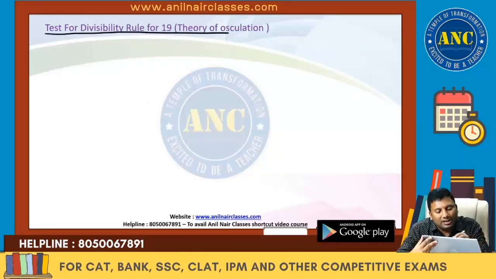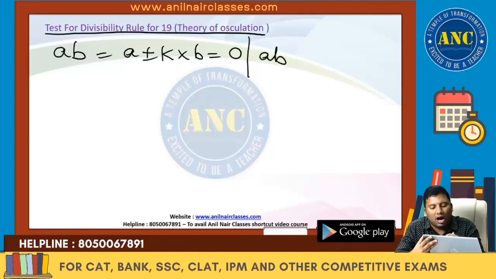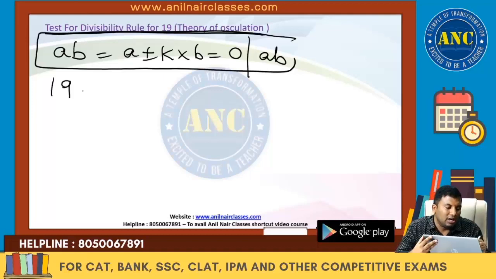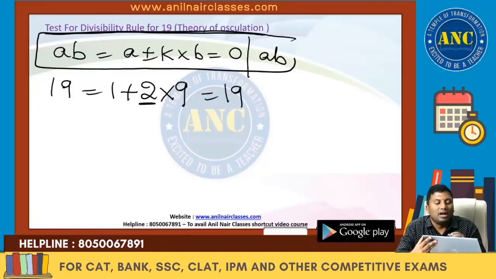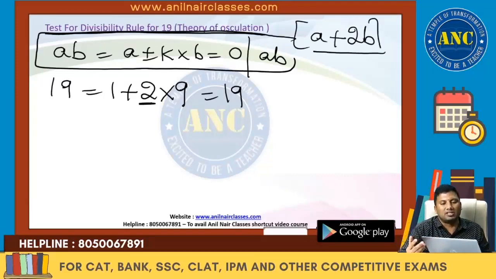Divisibility rule for 19. The theory of oscillation states that if B is the unit digit, A could be any number of digits. A plus or minus K into B is either 0 or a multiple of AB. 19 can be written as 1 plus 2 into 9. So here we are doing 2 into the unit digit. So the divisibility rule for 19 is A plus 2B.